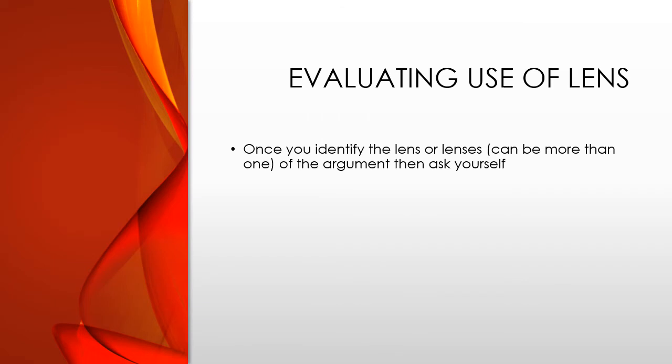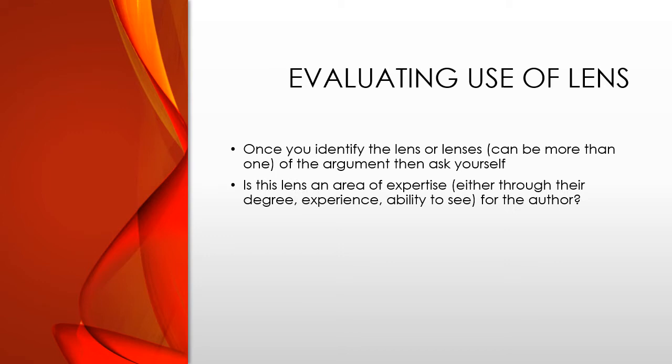So to do that, I want you to first obviously identify the lens. It can be more than one. Even though most of them will focus on just one, so let's say I'm only going to look at the ethical implications of AI in the medical field. I could also touch upon the economics. So maybe I want to do ethical and economics. So once you figure that out, ask yourself, is that lens, is that field an area of expertise for the author? Now, there's many different ways you can determine that.